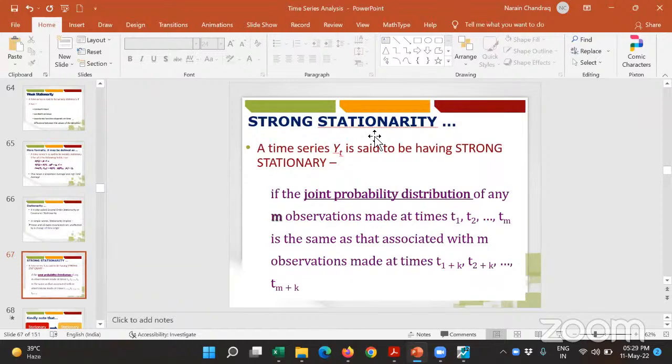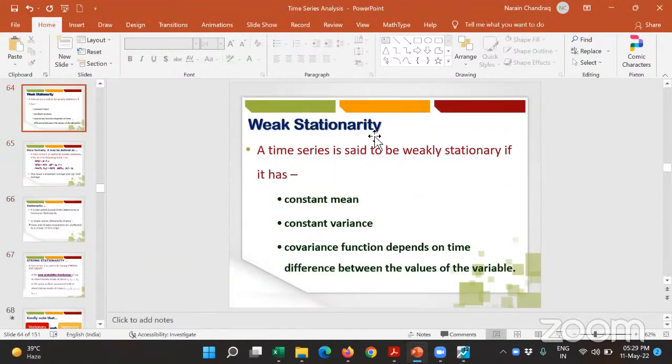While in the weak form, we simply content ourselves with the two moments, which is mean and the variance itself. So the mean remains the same, the variance remains the same, we are happy with that, and of course the covariance as well. We are not bothered about skewness, kurtosis, or any other higher moment itself. So we still work for all practical purposes with the weak form of the stationarity itself.